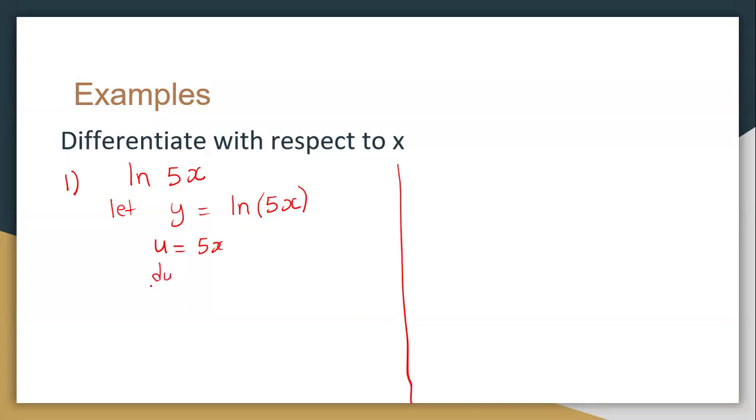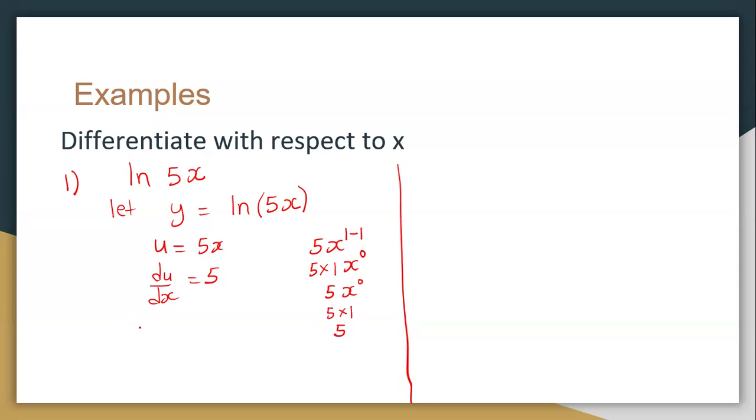So your du/dx will equal 5, because when you are differentiating, this is x to the power 1. So you say 5 times 1, reduce the power by 1, you get x to the power 0. x to the power 0 is 1, so you get 5 times 1, which is 5.